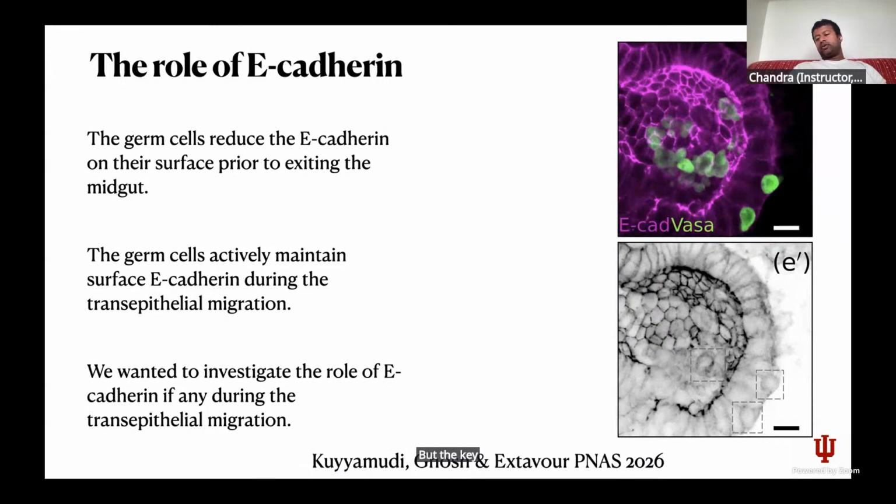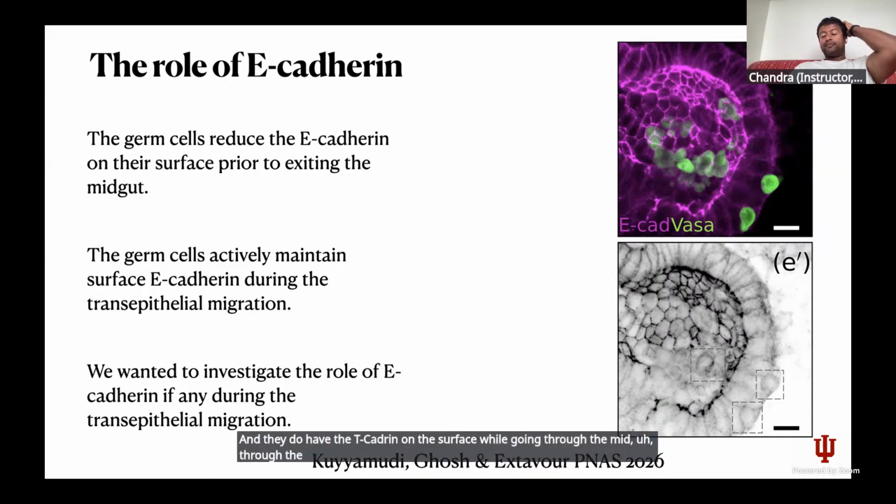But the key thing is to look at the E-cadherin channel, which is shown below. If you look on the surface of the edges of the germ cells, they still have E-cadherin, even though they have downregulated and basically become individual cells prior to migration. They do have that E-cadherin on the surface while going through the epithelial barrier.